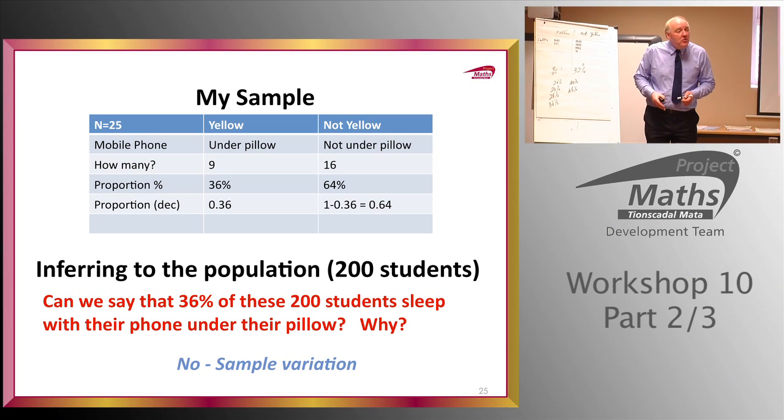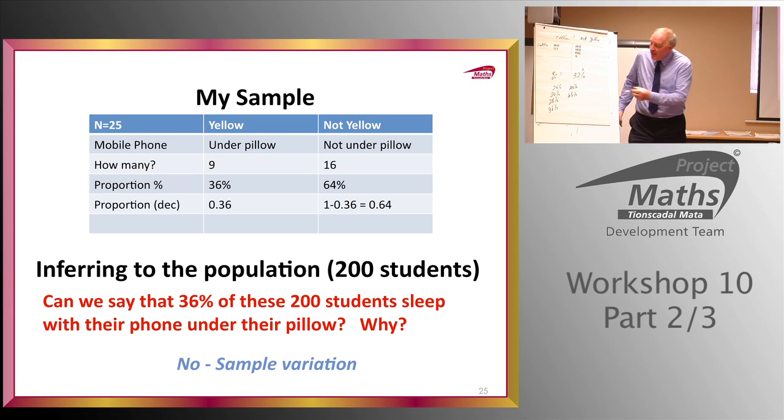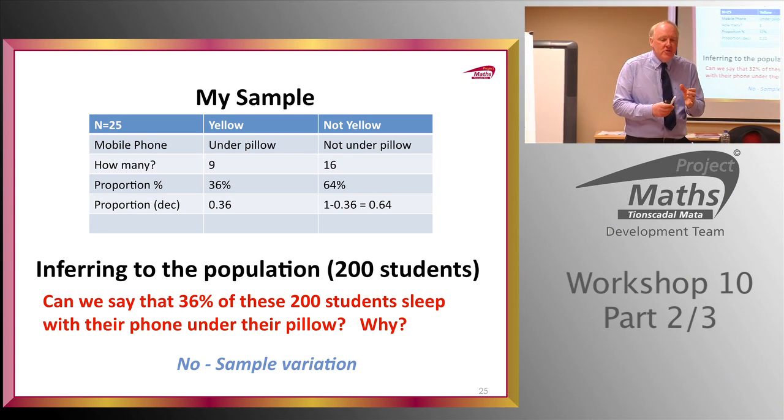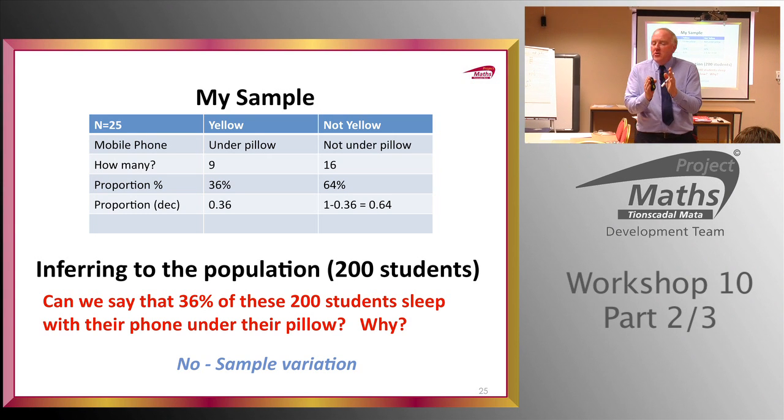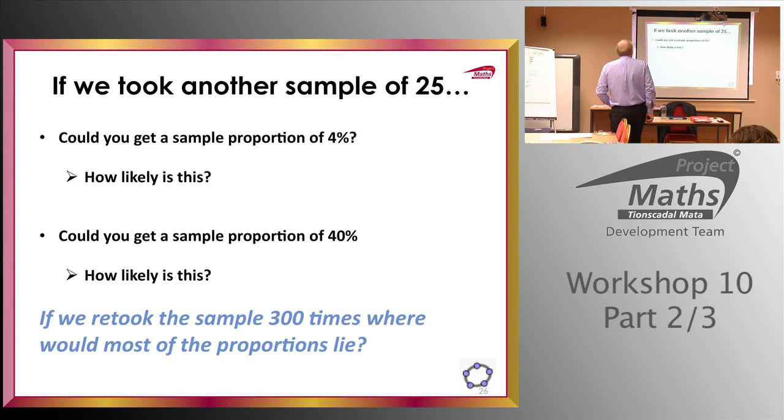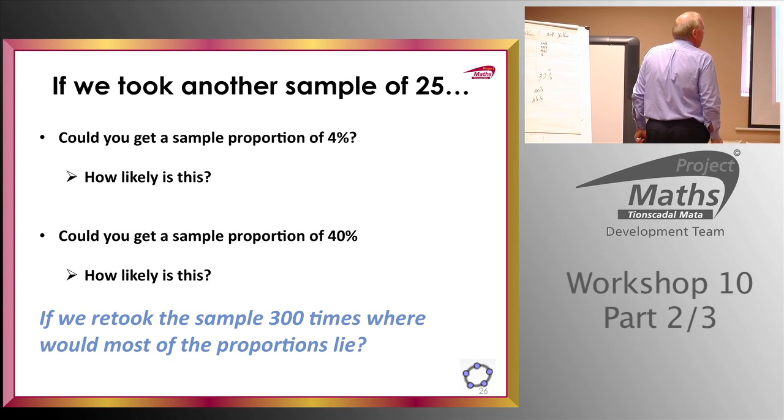Well, the reason we can't is because, look, we could get with different samples, different proportions, and this is sample variation. So we got to keep that in mind, sample variation. So our language now will be not over deterministic. Is that okay? Now, moving on. So could you get a sample of 4%?